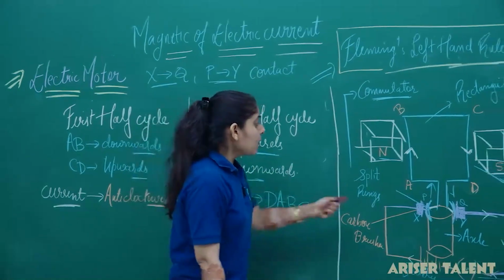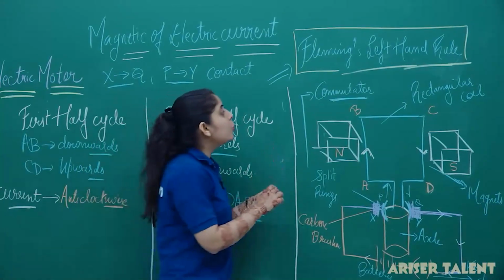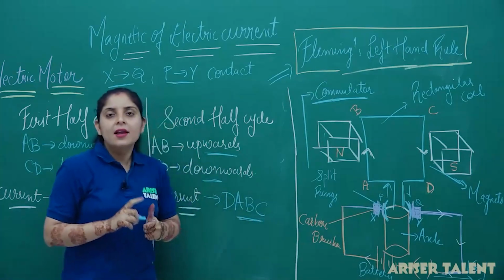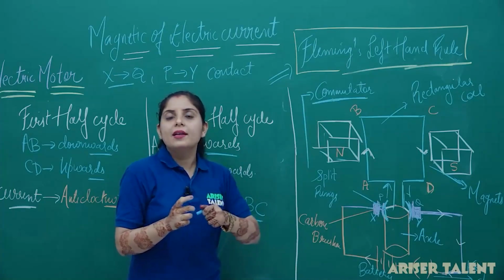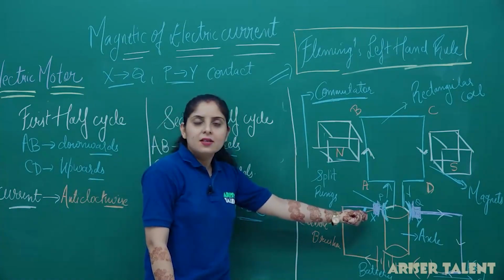Now, the brushes have an opposite contact with the split rings, and I have told you earlier that split rings are also known as commutator. And what is the purpose of the commutator? The commutator is just used to reverse the direction of the current in the circuit. So that's why we are using this system.